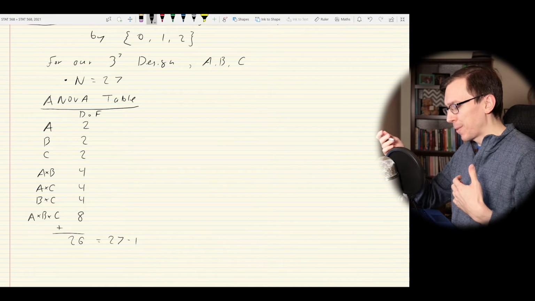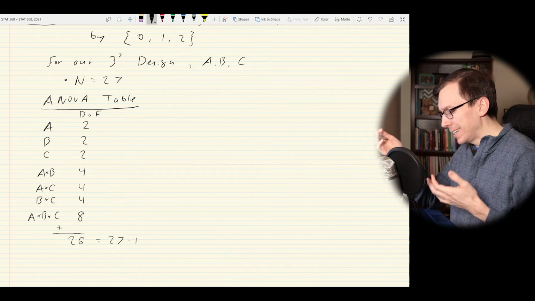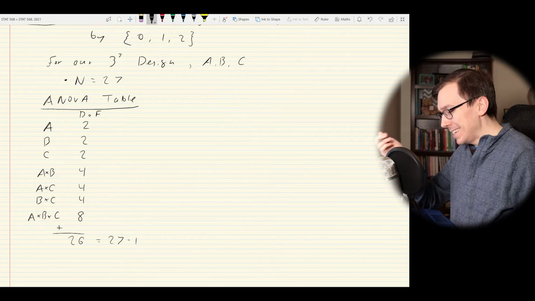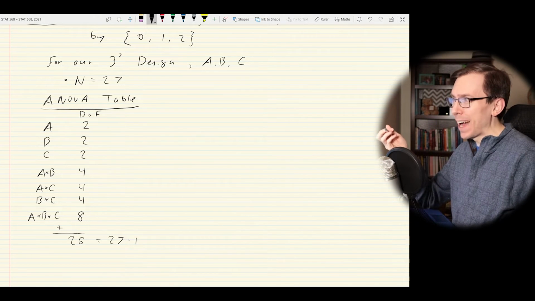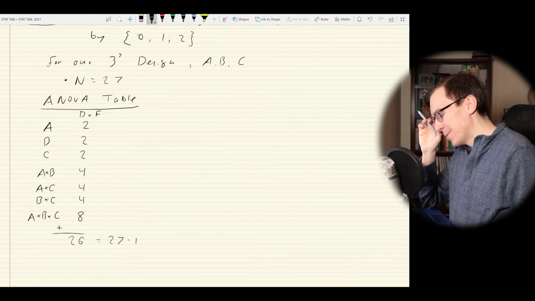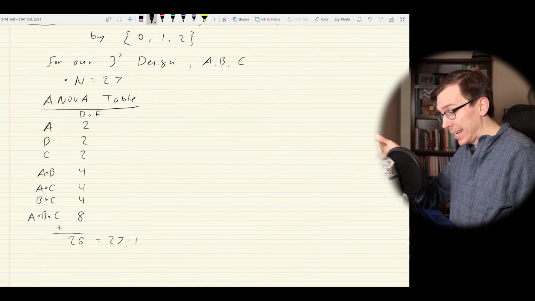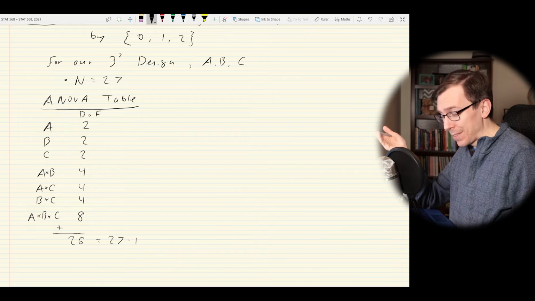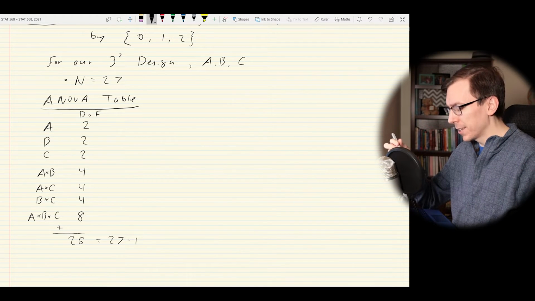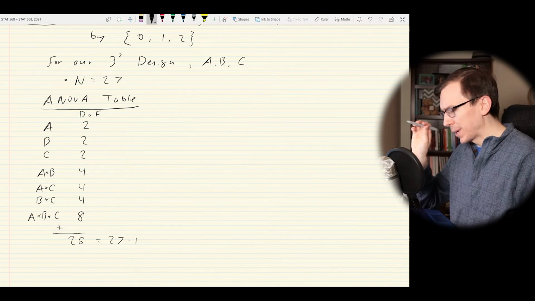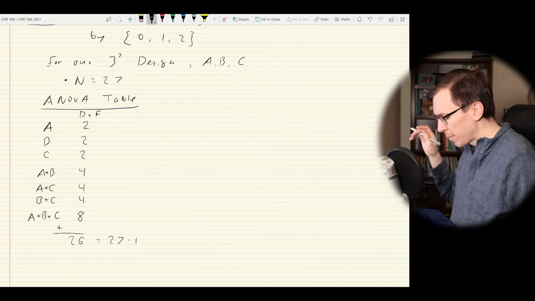But sometimes we would rather not replicate it, because these designs will start to grow a lot faster, right? 3 to the k will grow faster than 2 to the k. So you have to account for that. Already with a 3 to the 3, we're at 27 data points. If we were to double that, replicate it for the sake of the residuals, we'd now be at 54 data points. So it can grow quite fast in this case.